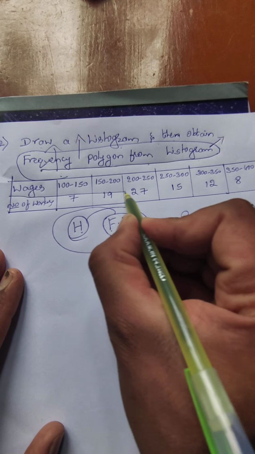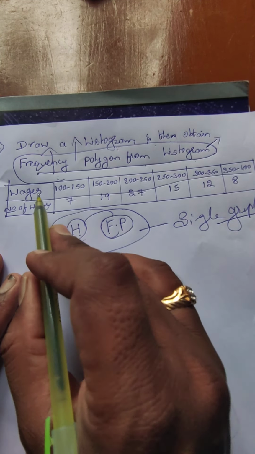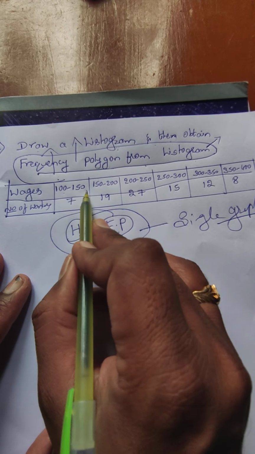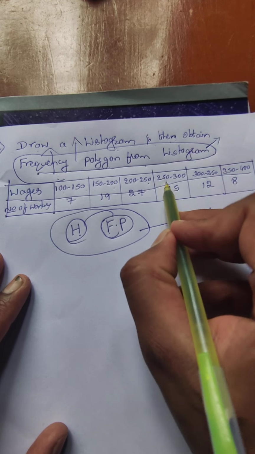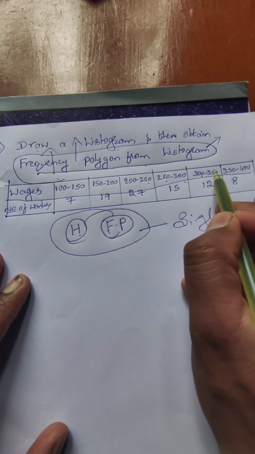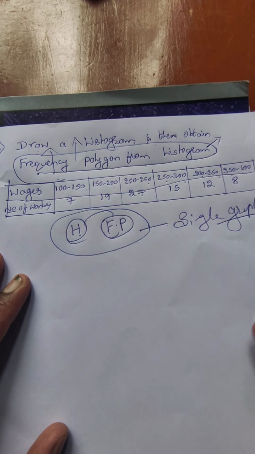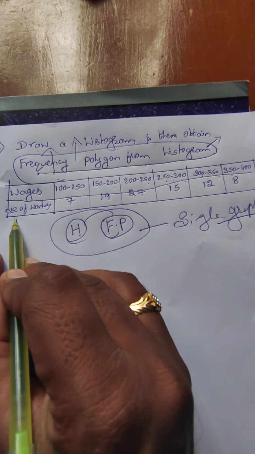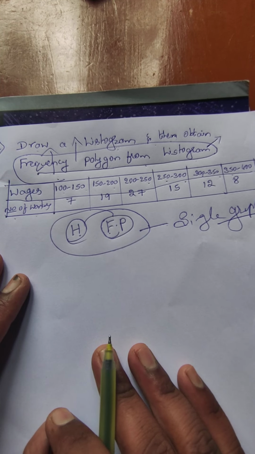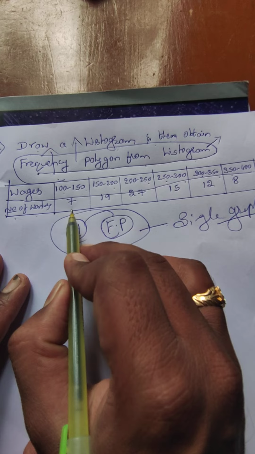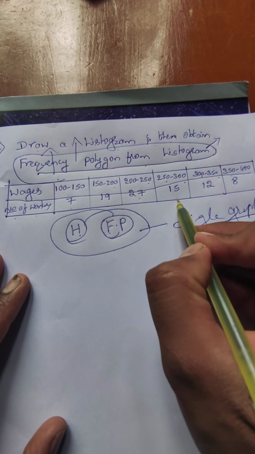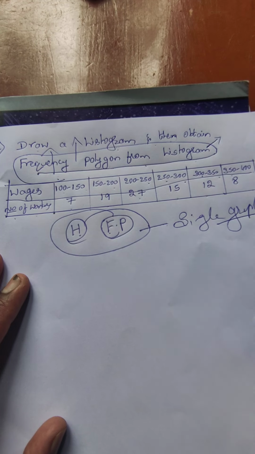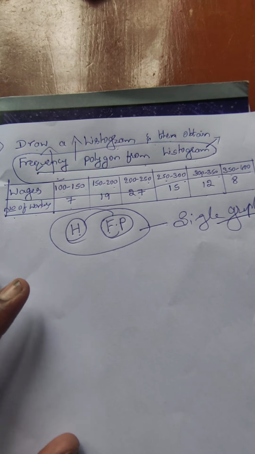They are given information on wages: 100 to 150, 150 to 200, 200 to 250, 250 to 300, 300 to 350, 350 to 400. Next, they are given information on the number of workers: 7, 19, 27, 15, 12, 8. This is the given information.